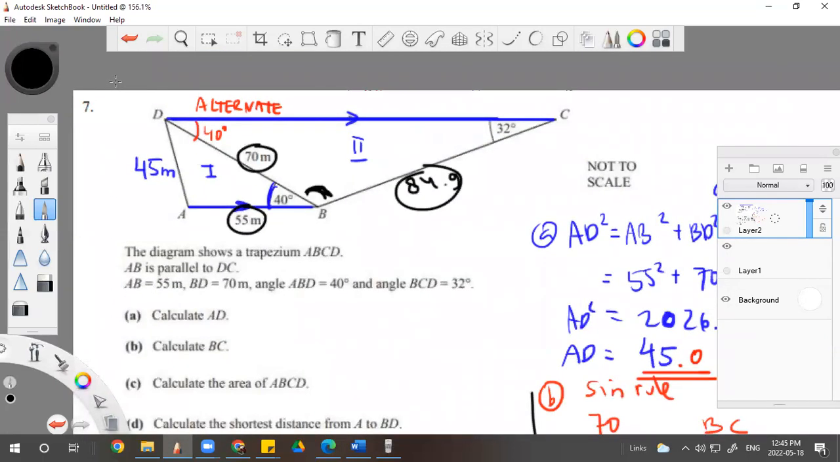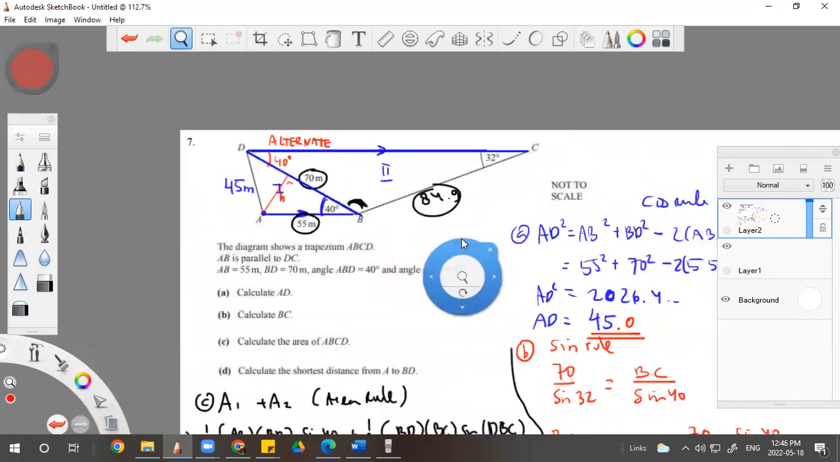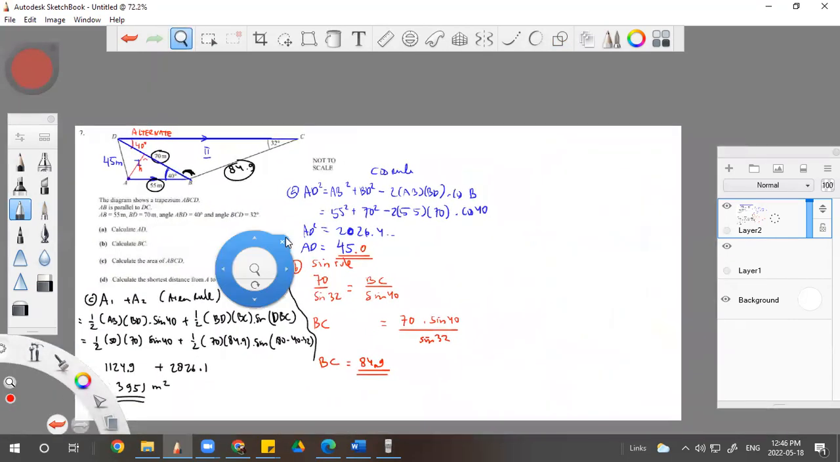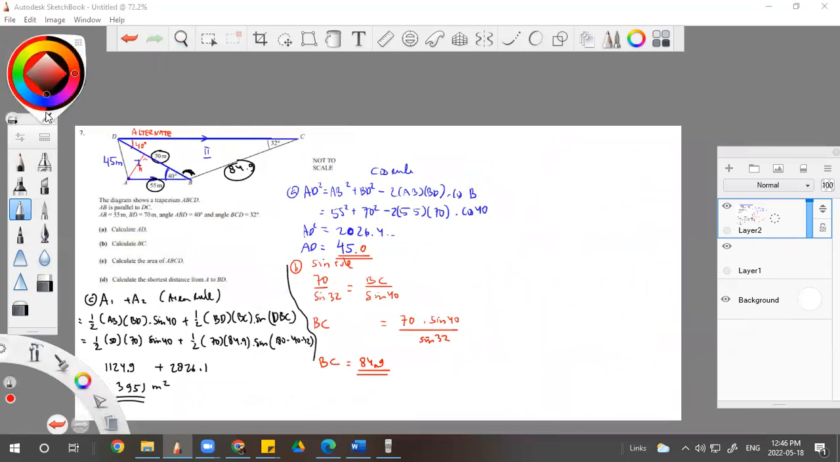From A to BD, it's actually not difficult. You have to find this. This is BD. So which is the shortest distance, guys? It must be the perpendicular, the shortest distance is always perpendicular. Let's just write height, H, the height of the first triangle. So question D is quite challenging because it's like a multi-part question.